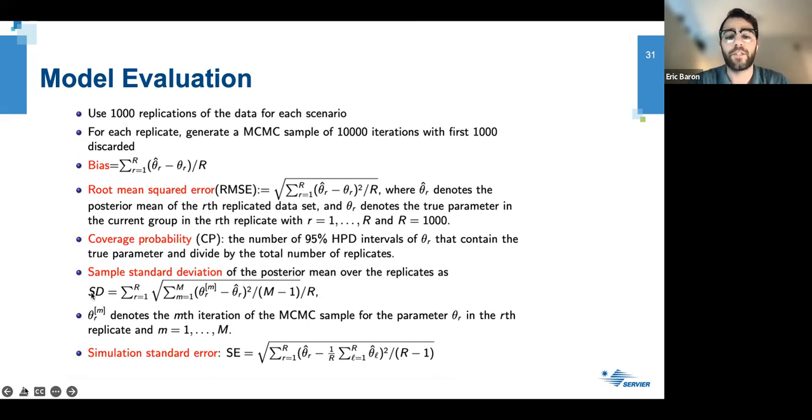Then sample standard deviation is as follows. Here, theta rm denotes the mth iteration within the Rth replicate. Then, just for completeness, we define the simulation standard error. Here we can think of theta hat R as just the posterior mean in the Rth replicate, and this is just the standard deviation of the posterior mean over the R replicates.